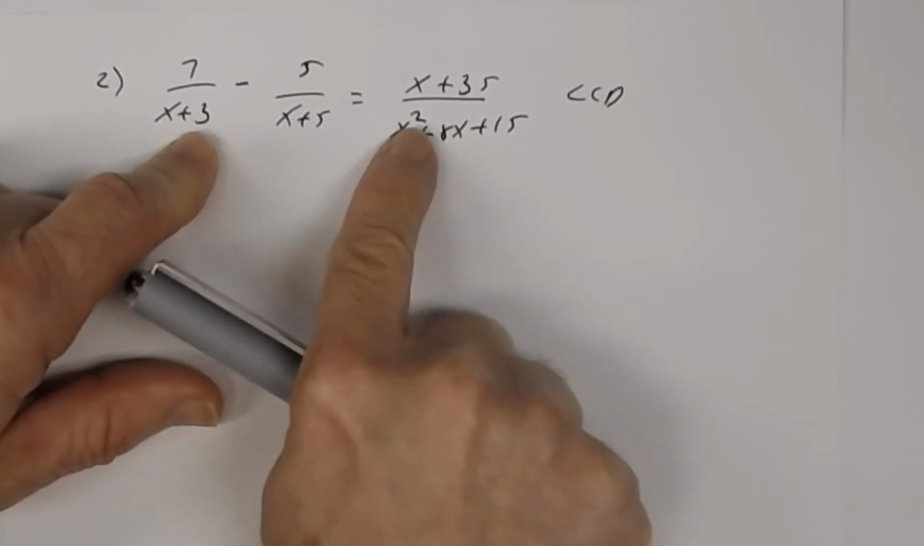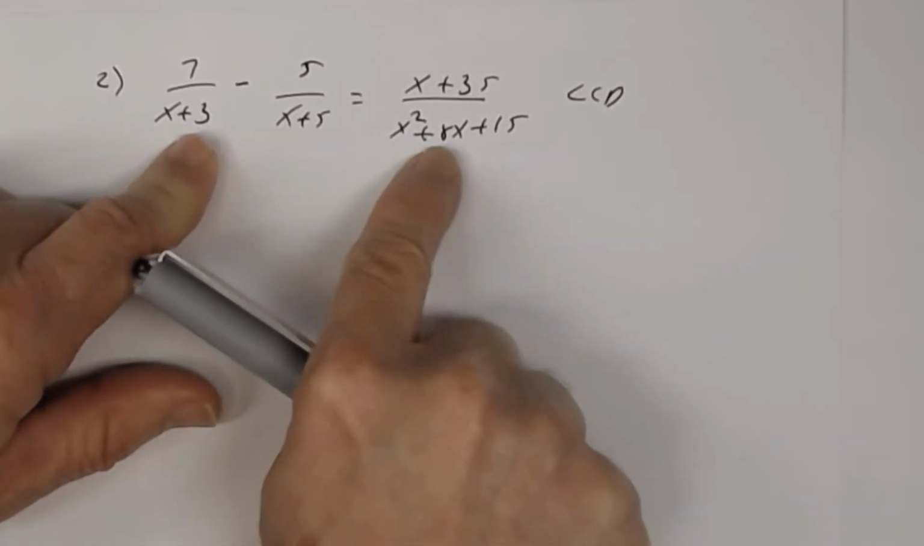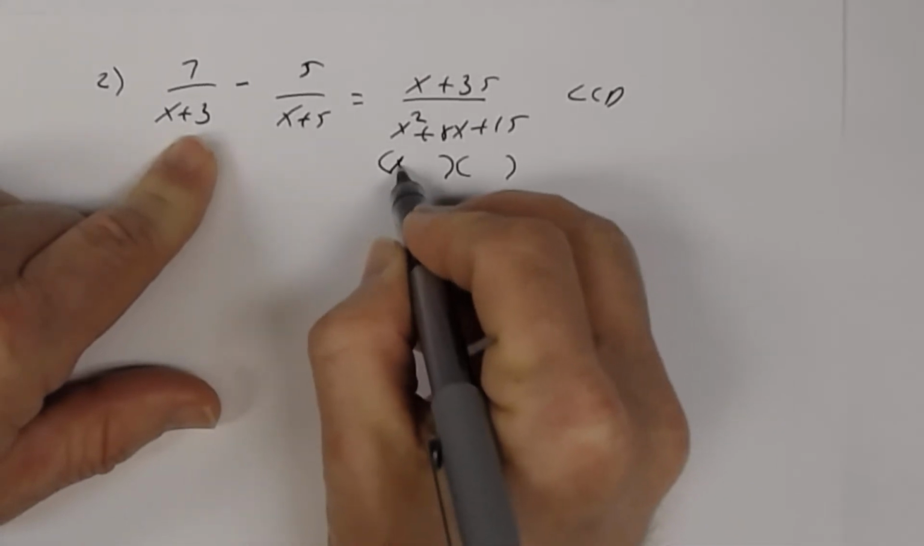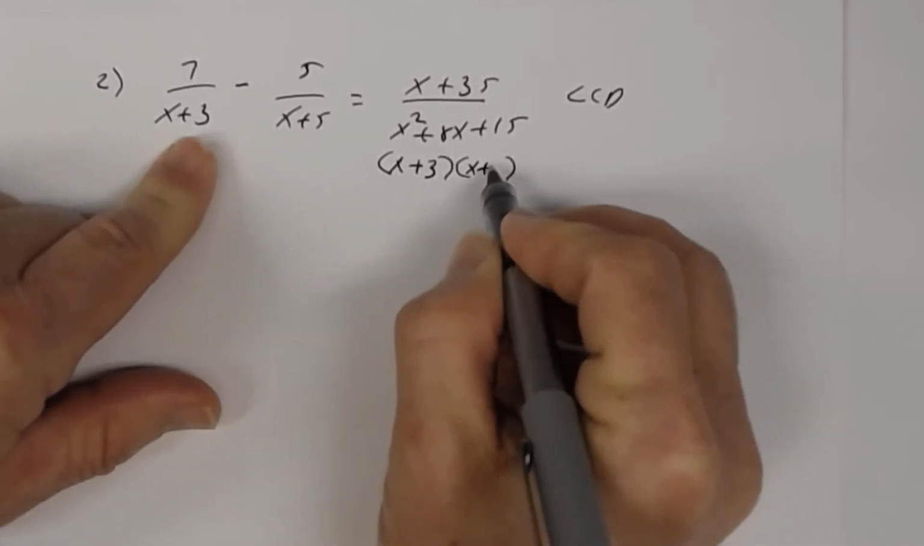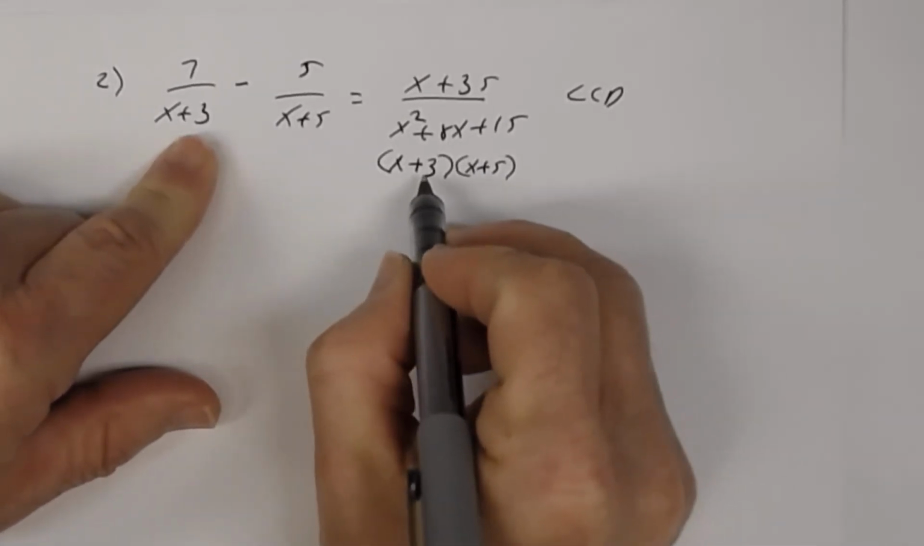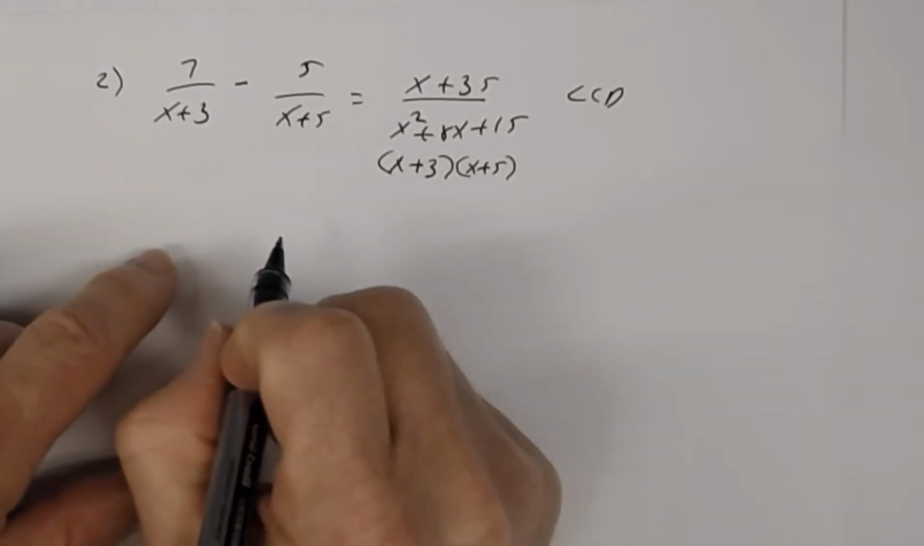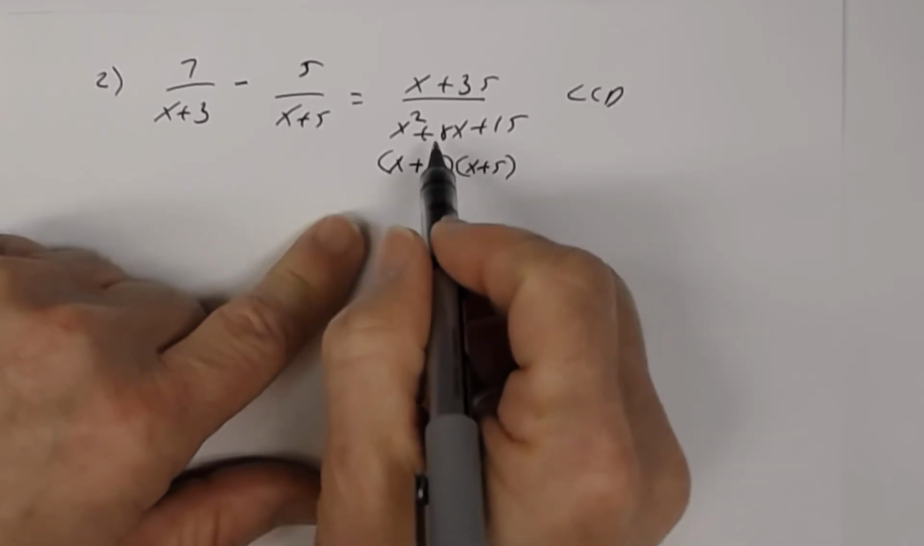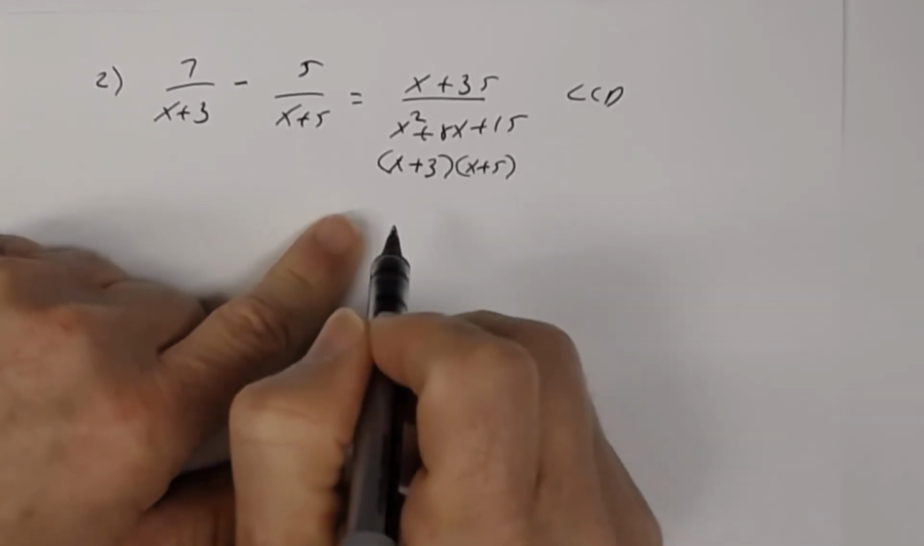But here, I can factor that. I can factor this trinomial. So I want to show you. When you factor this, you get x plus 3 times x plus 5. That's what you get. And notice that these factors are already here. And so always check. The outer is 5x, the inner is 3x. You get 8x, and then 3 times 5 is 15.